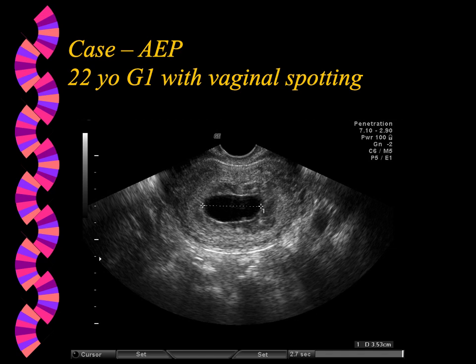And the management really depends on the patient's desire for this pregnancy. There's no rush to intervene. And so if the patient says this is a highly desired pregnancy, we can just wait and give her expectant management and bring her back for repeat beta HCG and repeat ultrasound.